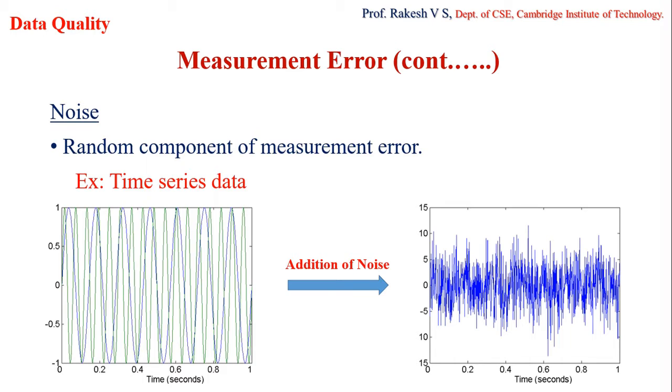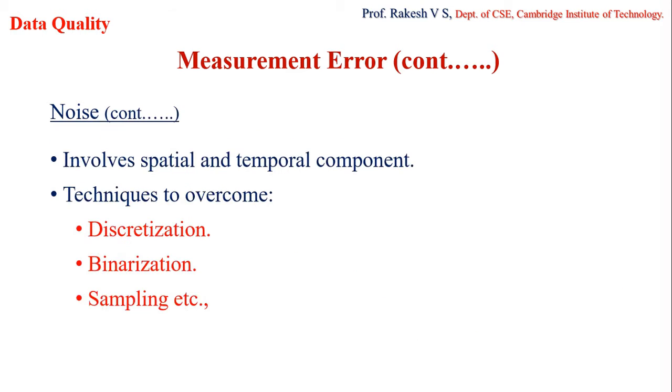Now, the next question arises: is there any way to overcome that? Is there any way in which we can reduce the noise? Yes, we do have some techniques for that: discretization, binarization, sampling, etc., which come in the data pre-processing steps. We'll be learning these topics when we learn about data pre-processing. So this is about noise, which is nothing but the random component of a measurement error, a randomly included component.